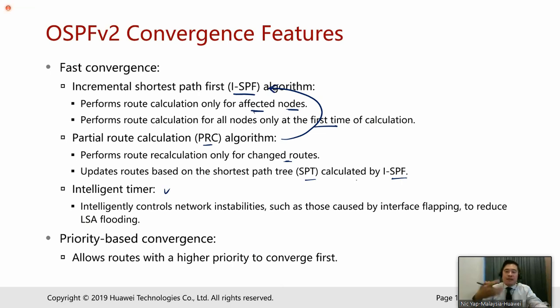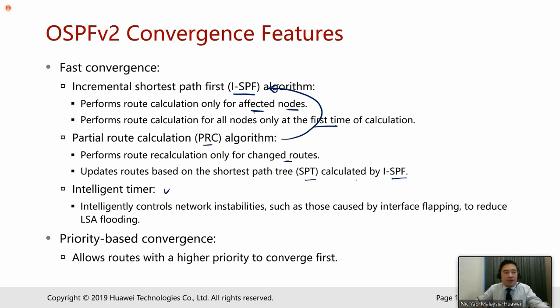How are you going to handle the flash flooding of LSA information to the next devices? This is how we're going to do the handling. You can enable the intelligent timers. And the last one is the priority-based convergence.